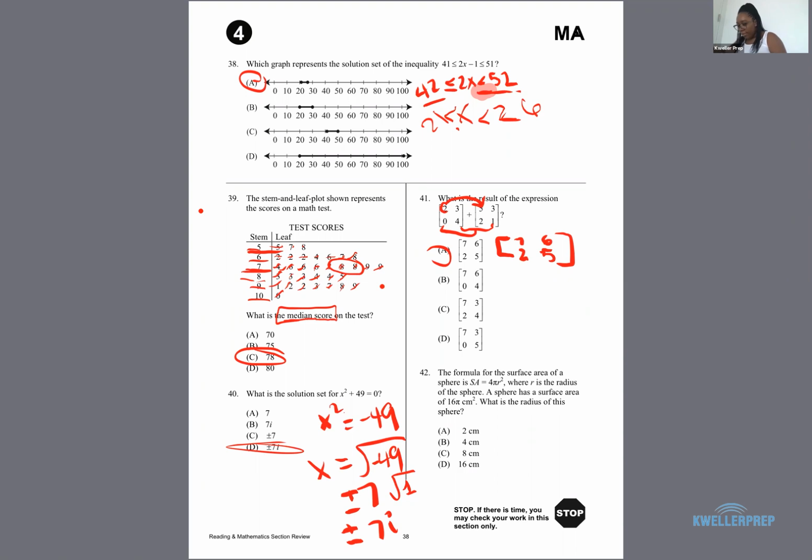Now, for number 42, the formula for the surface area of a sphere is surface area equals 4 pi r squared, where r is the radius of the sphere. A sphere has a surface area of 16 pi. What is the radius of this sphere? For something like this, you have to work backwards. So you're going to start with what you're given. You know that the surface area equals 16 pi.